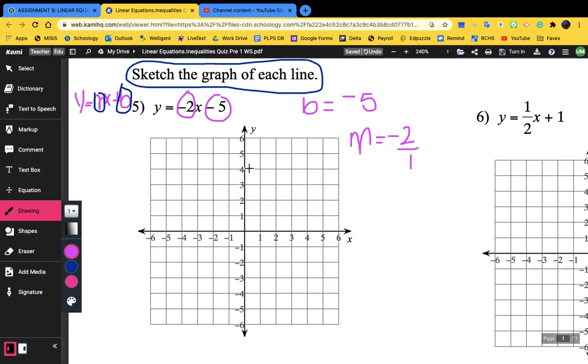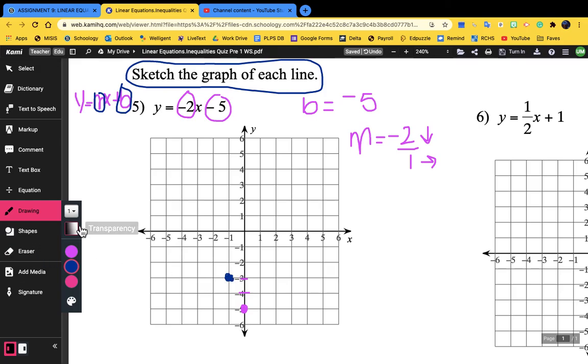So where is negative 5 on my y? Right here. So I'm going to put a point there on negative 5. Now this says negative 2 means down 2. But can I go down 2 here, everybody? And over 1. I cannot go down 2. So I'm going to do the opposite of down 2, and I'm going to go up 2. 1, 2. So if I went the opposite of down, that means I have to go the opposite of to the right. That means 1 to the left. Right? So I'm going to make my second point right there.